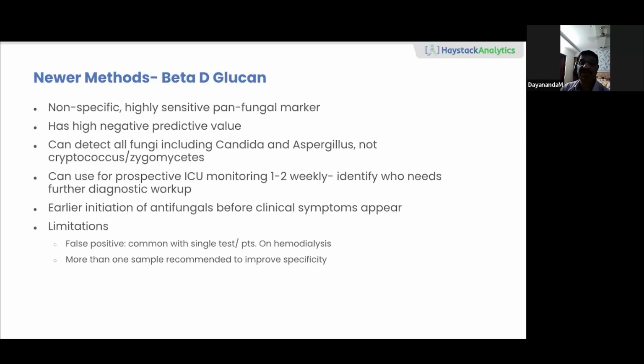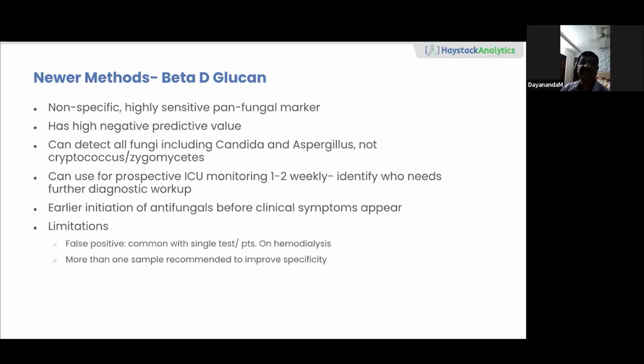So we can use this in prospective ICU monitoring, like once or twice weekly, and identify who needs further diagnostic workup. If the values are elevated, it means the patient is developing a fungal infection, and you need to evaluate further to localize where the infection may be. Is it the chest, urine, or other parts? So we can start antifungals earlier, before the clinical symptoms start.